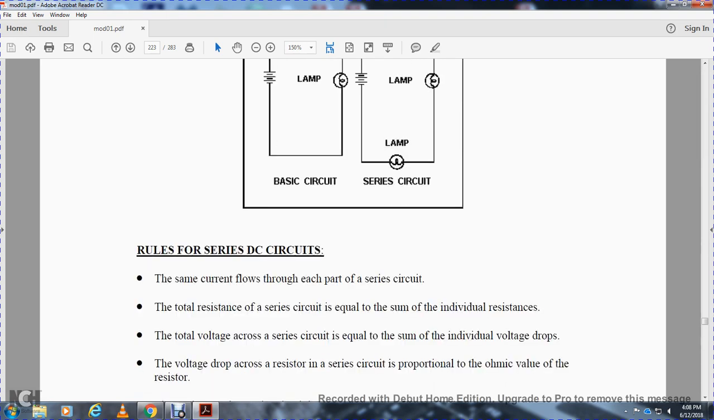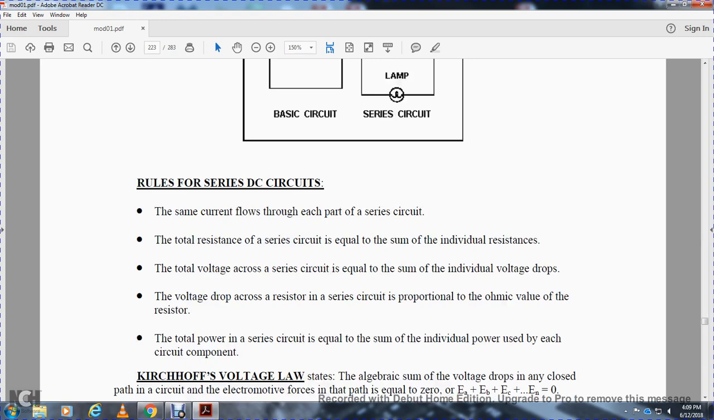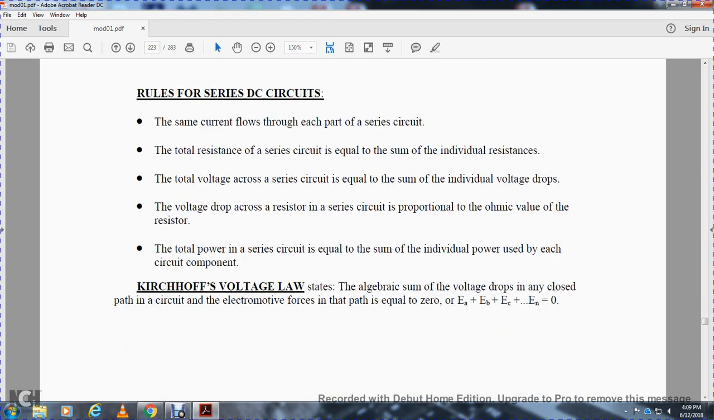The same current flows in each part of the series circuit, and the total resistance of the series circuit is equal to the sum of the individual resistances. Total voltage for the series circuit is equal to the sum of the individual voltage drops. The voltage drop across a resistor in a series circuit is proportional to the ohmic value of the resistor. Total power of the series circuit is equal to the sum of the individual power used by the circuit components.